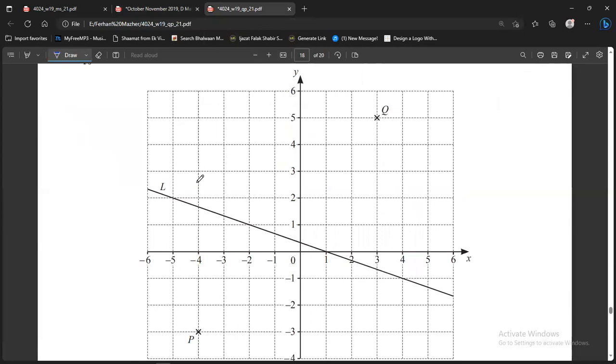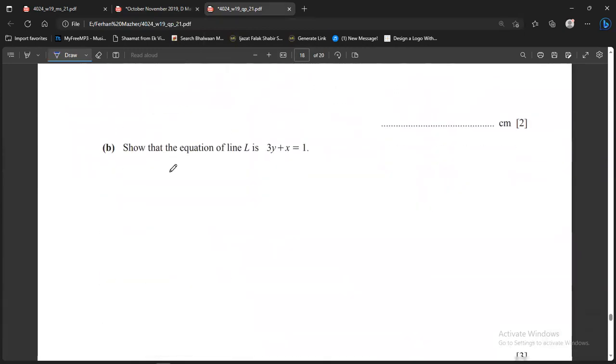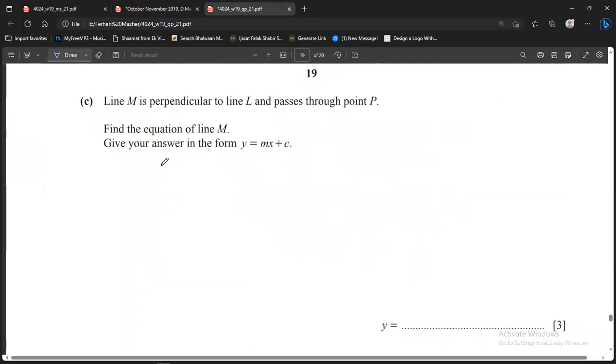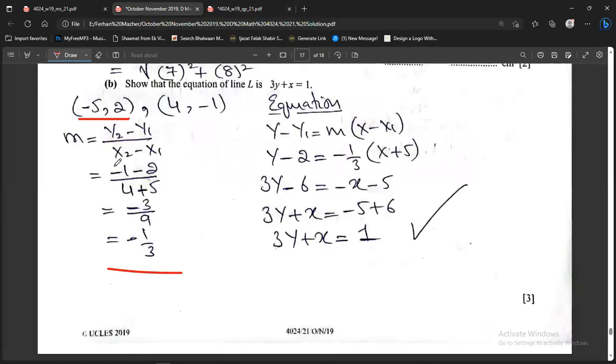You can pause this video. Then we have this question: the line M is perpendicular to the line L and passes through the point P. Find the equation of the line M. Give your answer in this form. That's the C part.